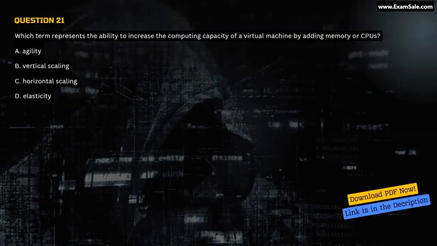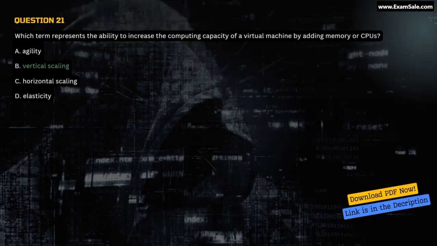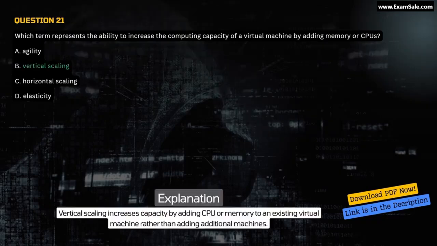Which term represents the ability to increase the computing capacity of a virtual machine by adding memory or CPUs? A. Agility. B. Vertical scaling. C. Horizontal scaling. D. Elasticity. Correct answer B. Vertical scaling. Explanation. Vertical scaling increases capacity by adding CPU or memory to an existing virtual machine rather than adding additional machines.